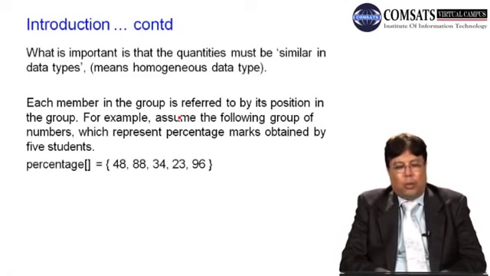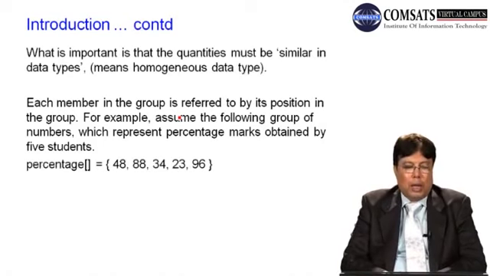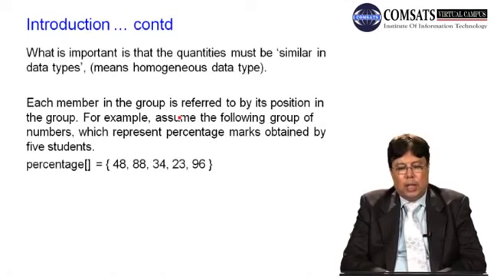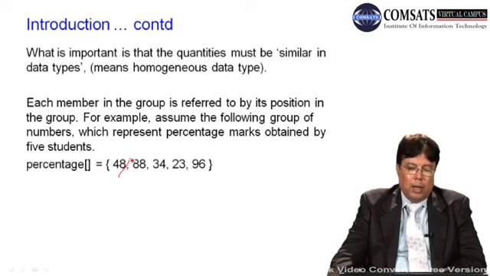For example, assume the following group members where we have defined an array and suppose हम इस array को कहते हैं percentage. इस percentage के अंदर 48, 88, 34, 23 and 96. So कितने member हैं? 1, 2, 3, 4, 5. So there are basically 1, 2, 3, 4 and 5 members.